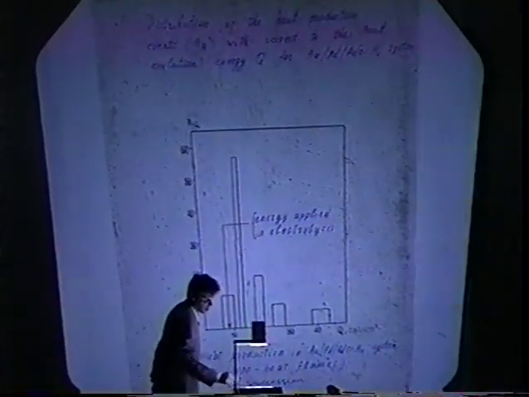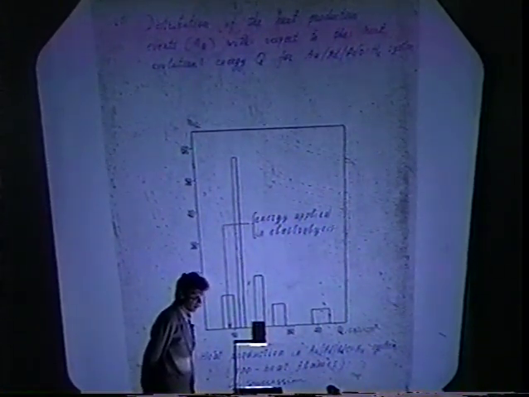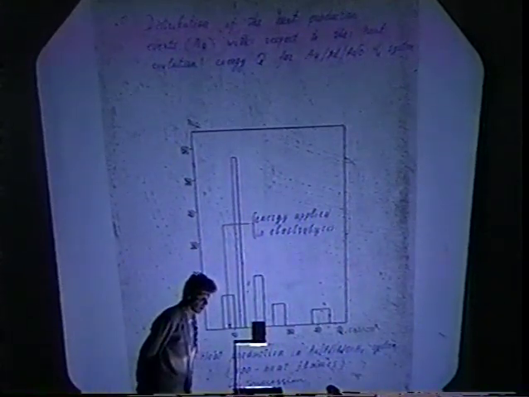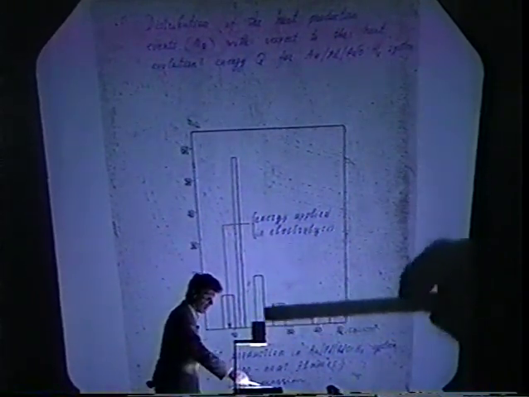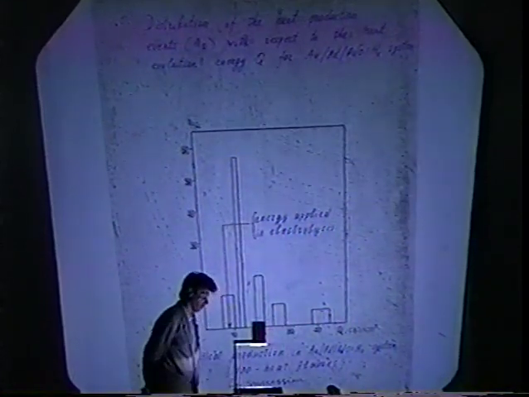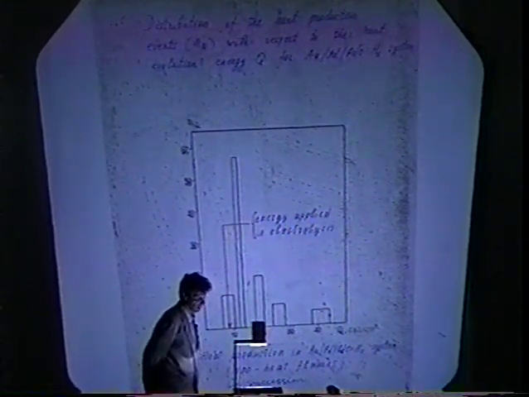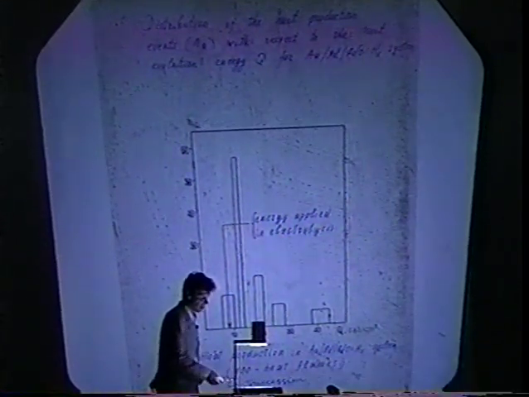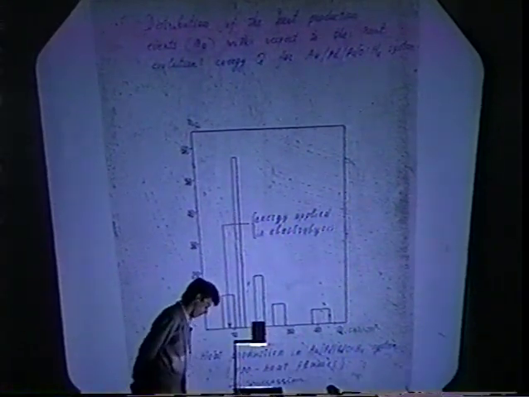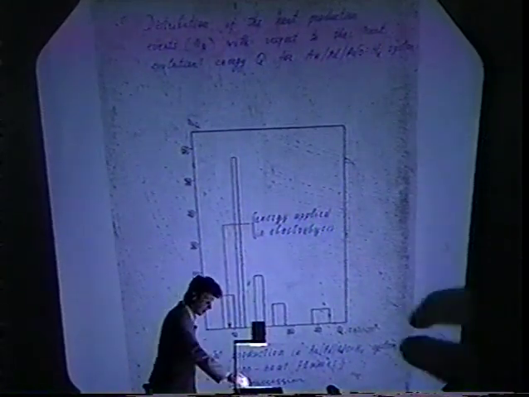That is statistical data, the distribution of heat production events with respect to the heat evolution energy for the hydrogenated system. We see that the average interval is 15 calories, while the energy applied in electrolysis is over 2 times less.